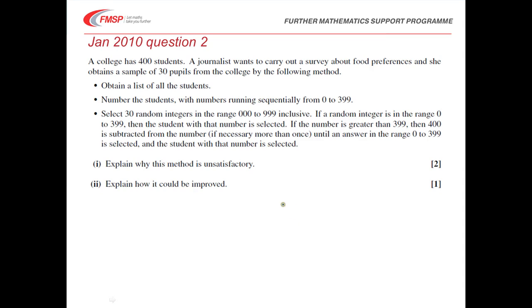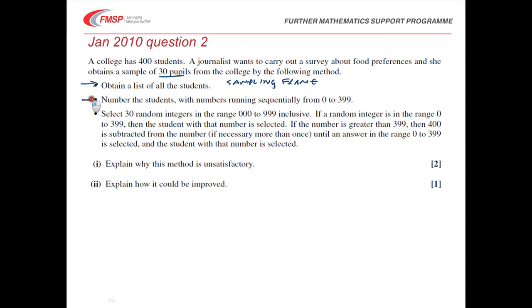So January 2010 question 2, so literally the next question. A college has 400 students and a journalist wants to carry out a survey about food preferences. She's going to take a sample of 30 pupils from the college using the following method. So she's going to get a list of all of the students. This, by the way, is called a sampling frame for reference.